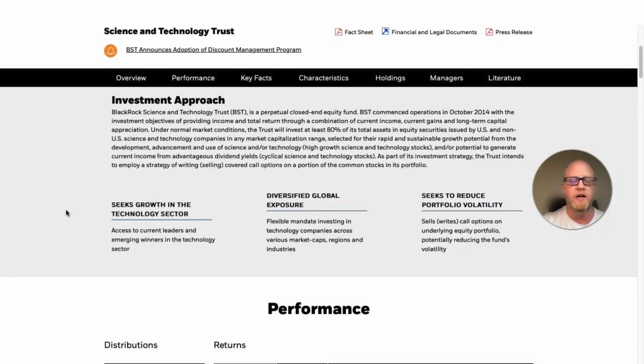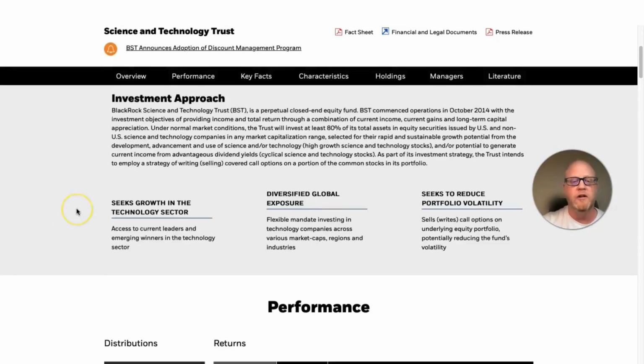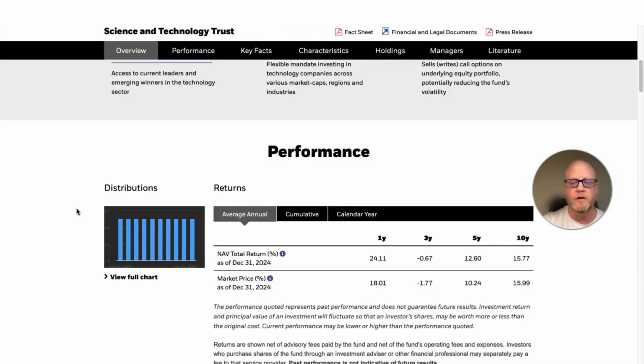Science and technology companies in any market capitalization range. So you're going to look for, generally speaking, high growth and technology stocks, or the potential to generate current income from advantageous dividend yields, as well as writing covered calls. So that's how they receive the income, and then you're looking at long-term capital appreciation. And so this one in particular has done extremely well over this lifetime.